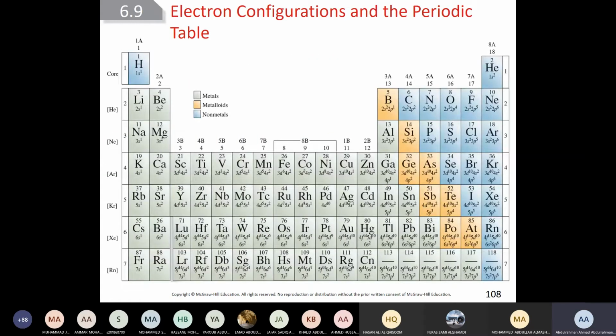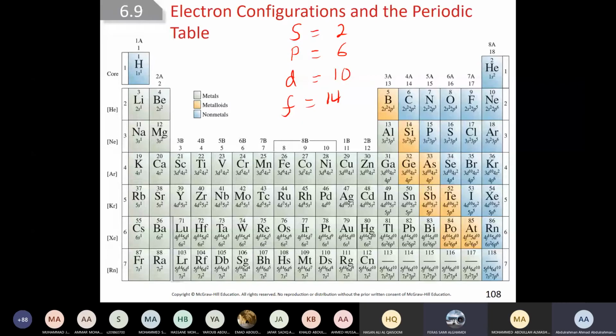I want you to notice the following. Look at the periodic table. You have the periodic table in front of you. By the way, what's the maximum number of electrons you can put in s? 2. In p? 6. How about d? 10. Exactly. How about f? 14. Remember this very well.